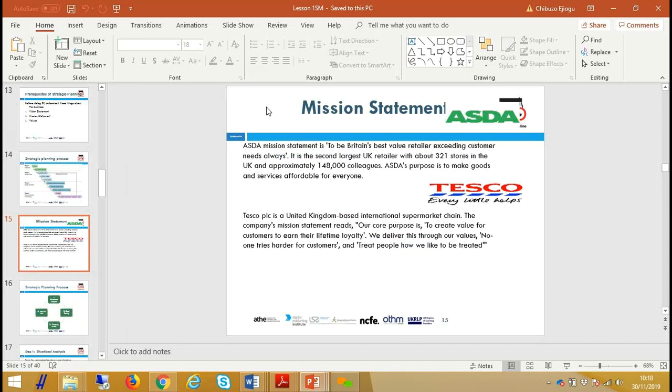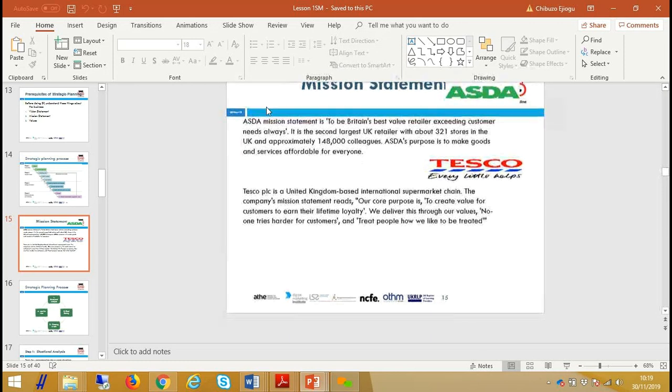These are examples of mission statements by top supermarkets in the UK, Tesco and ASDA. You can see what the mission statement looks like, as an example.